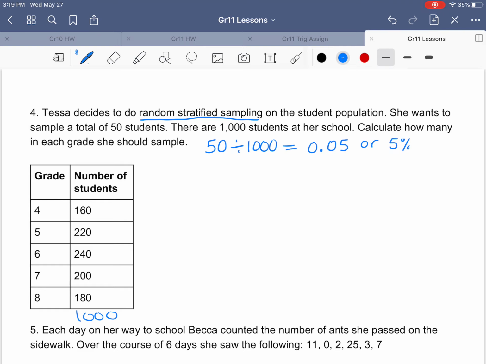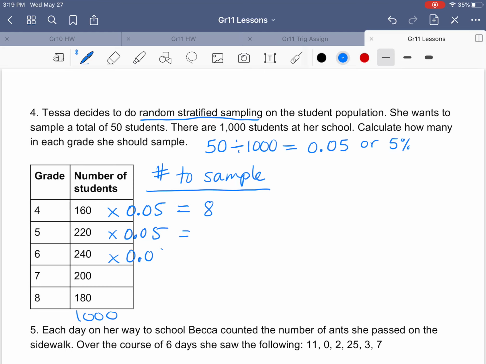So what we need to do is we need to find 5% of the number of students in each grade. Okay, so we're going to be calculating our number to sample from each grade. So we are going to multiply 160 by 0.05. So that's 5% as a decimal. That gives me 8. We're going to do the same thing for each grade.